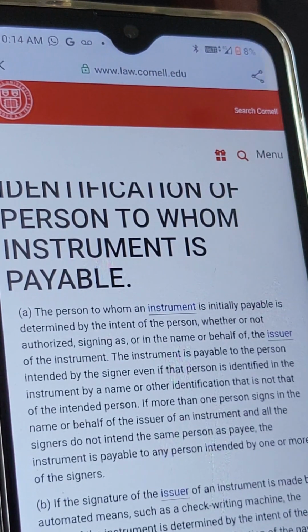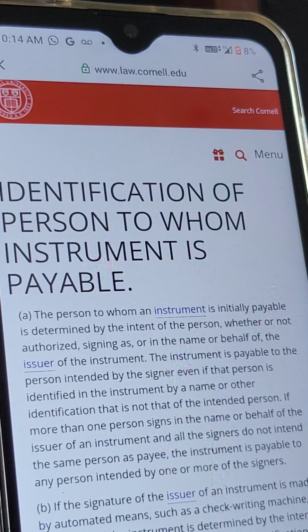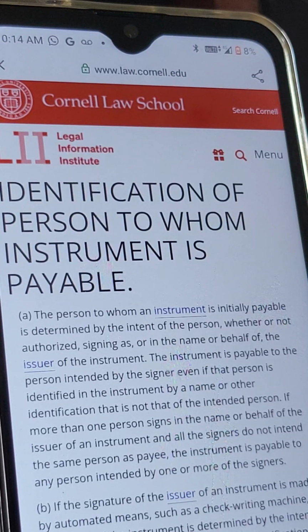So a person to whom an instrument is initially payable is determined by the intent of the person, whether or not authorized, signing as, or in the name or behalf of the issuer of the instrument. The instrument is payable to the person intended by the signer, even if that person is identified in the instrument by a name or other identification that is not that of the intended person.